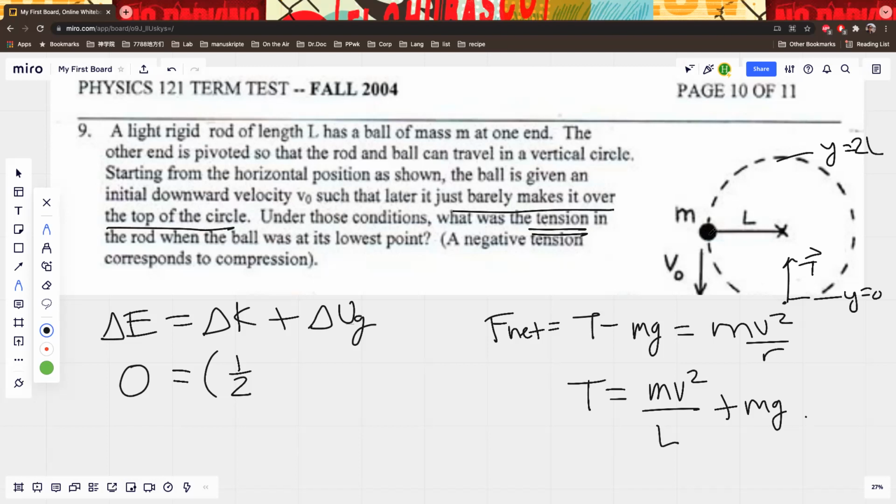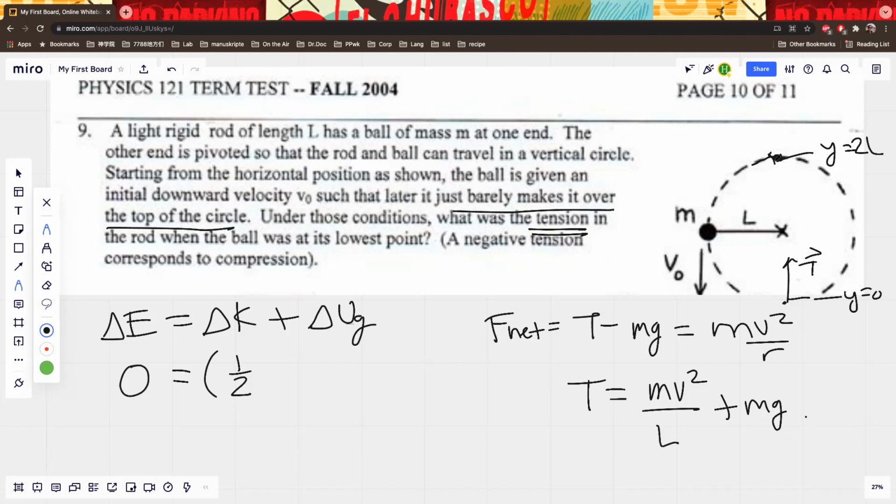We don't know what v0 is, but we know that v0 is large enough that it goes around and it barely makes it around. So basically at the top, imagine if it goes all the way around and then it doesn't have enough kinetic energy to continue going in the full circle. That would mean that it gets to the top and then it's used all of its energy. Does that make sense? Right.